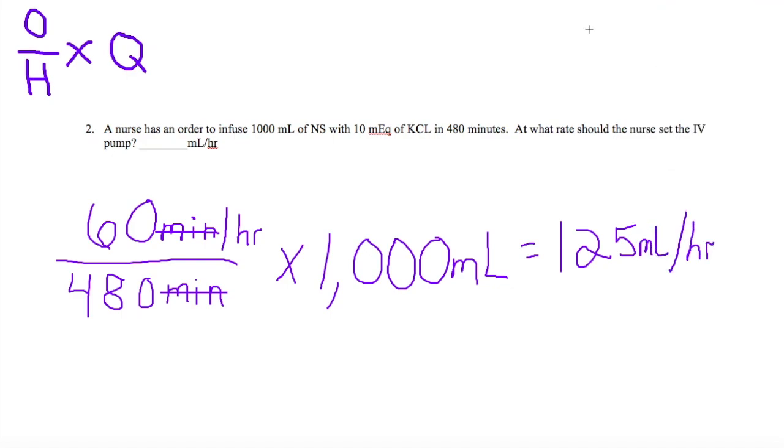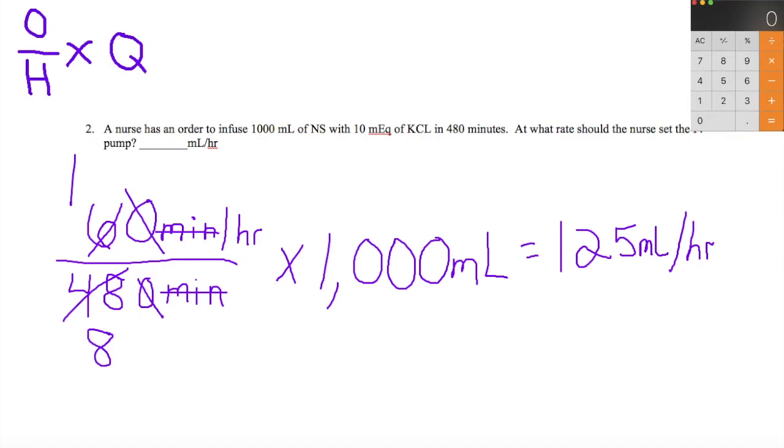Our minutes cancel out here, and then when we punch that into the calculator, we're going to get 125 mils per hour. So again, I just want to stress, you can reduce this down so that you're not punching so many numbers into the calculator. So 60 over 480 reduces down to 1 over 8.